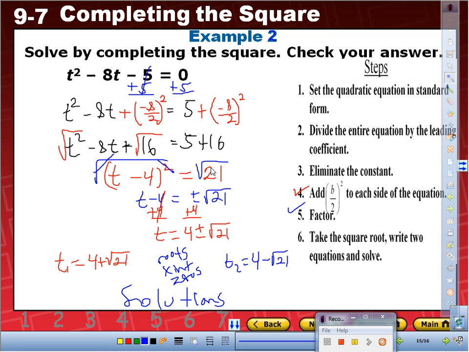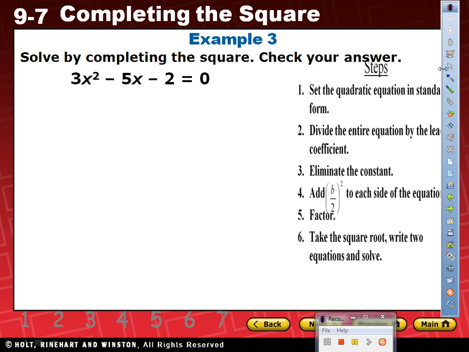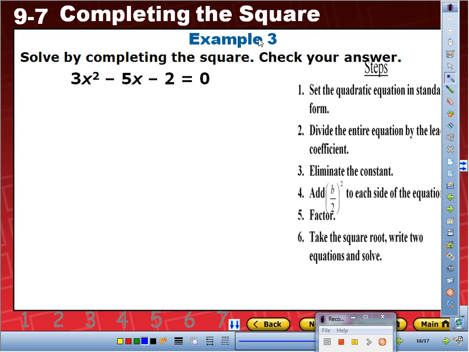It's just extra steps. Now, if you notice, the first two I gave you did not have a leading coefficient. So now let's go with this one that does. Copy this one down, please. Let's do it together. Here we go. Example number 3. It says 3x squared minus 5x minus 2 equals 0. We're going to do this one together.